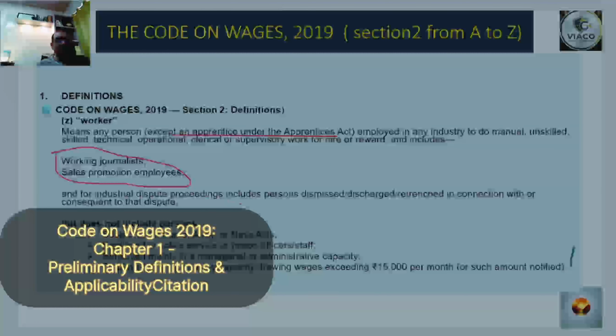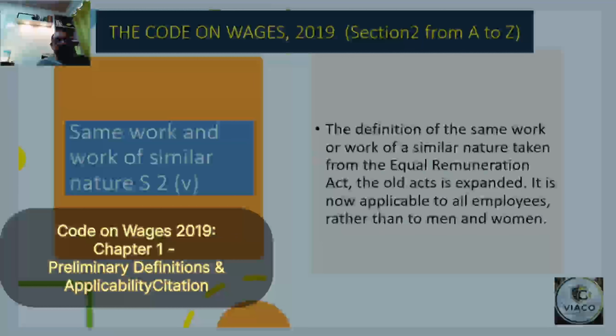Apprentice are not to be read as a worker, okay, whether any nature of work. And the industrial disputes proceedings include person dismissed, discharged, retrenched in connection with the consequences of the disputes, but does not include army personnel, does not include police service or person officer staff, and mainly in manager administrative capacity, supervisory capacity, drawing wages more than 15,000. ये चार कंडीशन हैं, ये लोग वर्कर में रीड हम नहीं करेंगे. Let us move on. सो यहाँ तक आज मैंने आपको बताया.